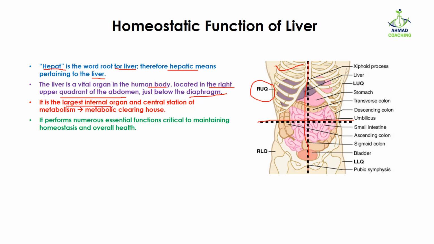It is the largest internal organ and the central station of metabolism. The maximum amount of chemical reactions or metabolism takes place in the liver. That is why it is also called the metabolic clearing house. Any byproduct formed during the process of metabolism is processed in the liver and removed from the body. It performs numerous essential functions critical to maintaining homeostasis and overall health.